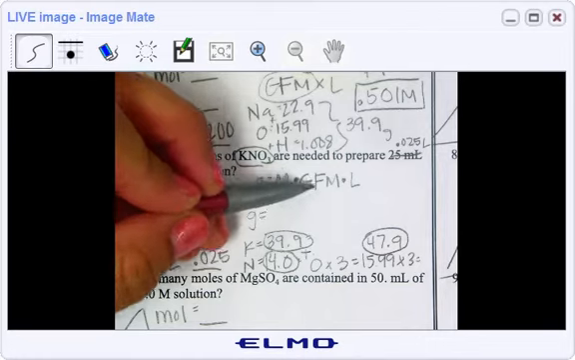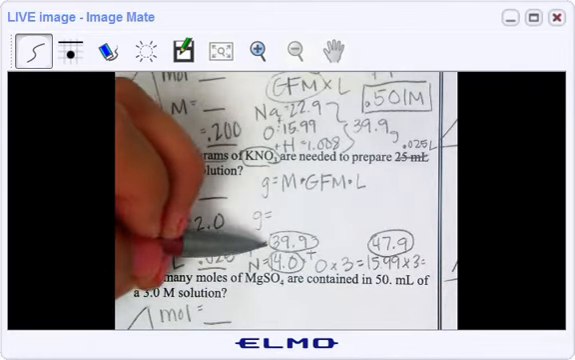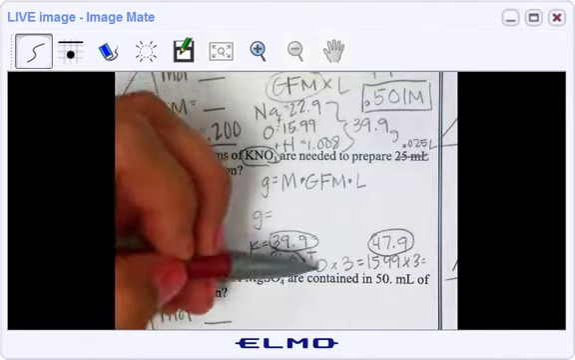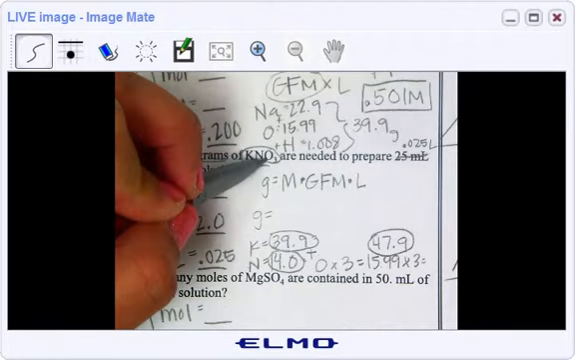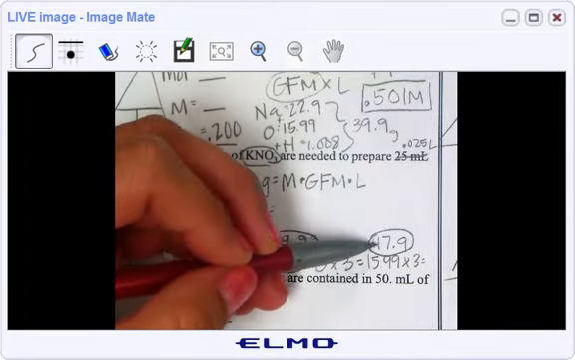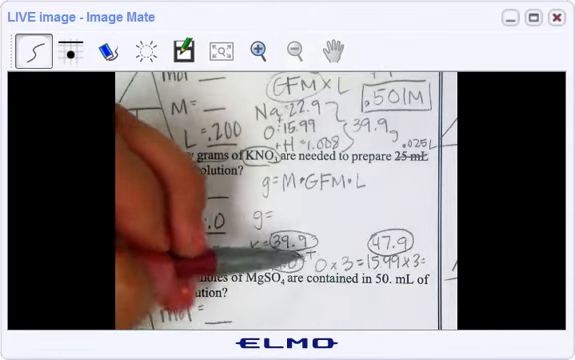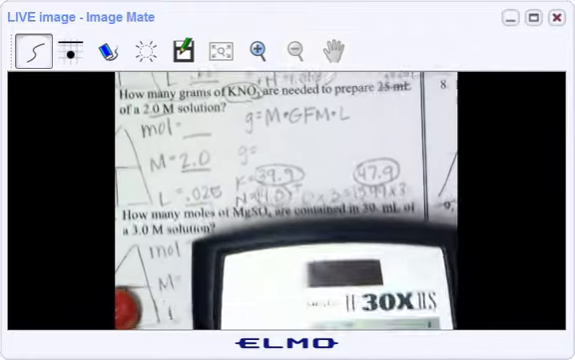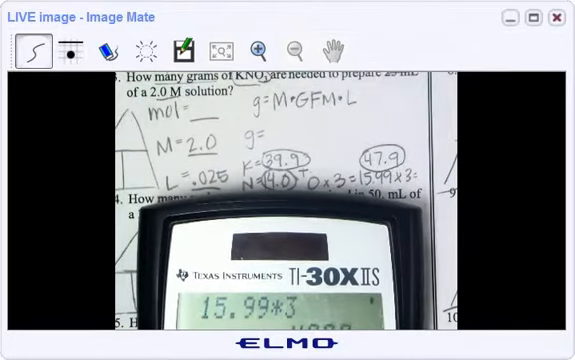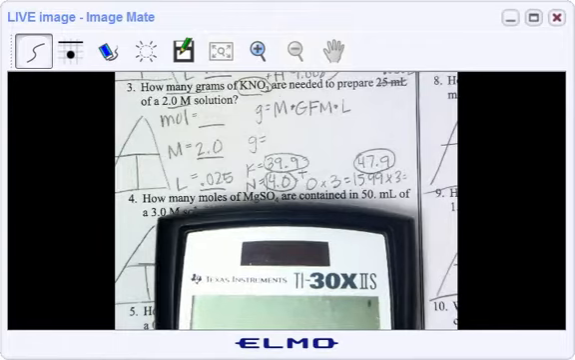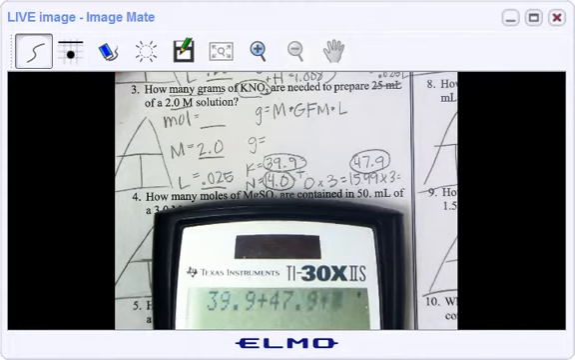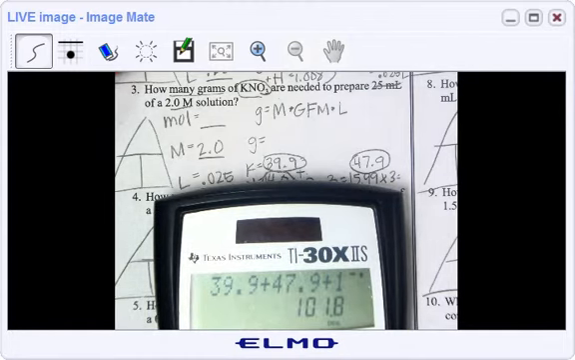In order to find the GFM of KNO3, you had to get the mass of the K, which is 39.9, N is 14, O, it's O3, so how many oxygens do we have to account for? 3 oxygens. So it's 15.99 times 3, which gave me 47.9. I add all 3 of these to get the total mass of KNO3. So I'm going to type that into my calculator. 101.8.